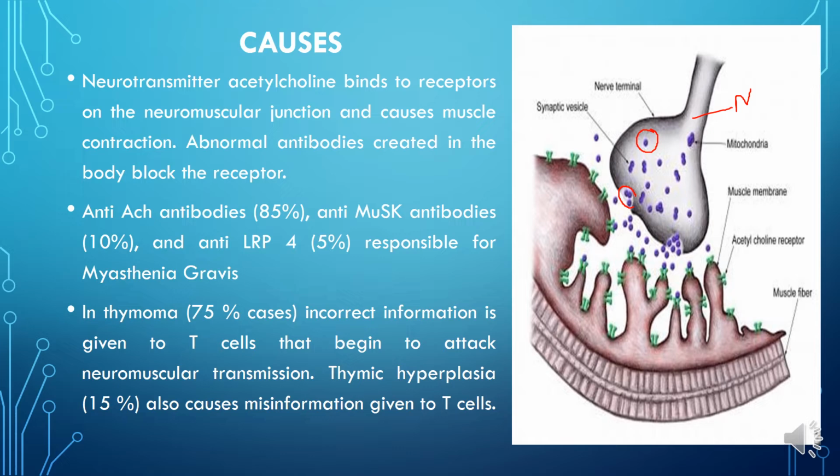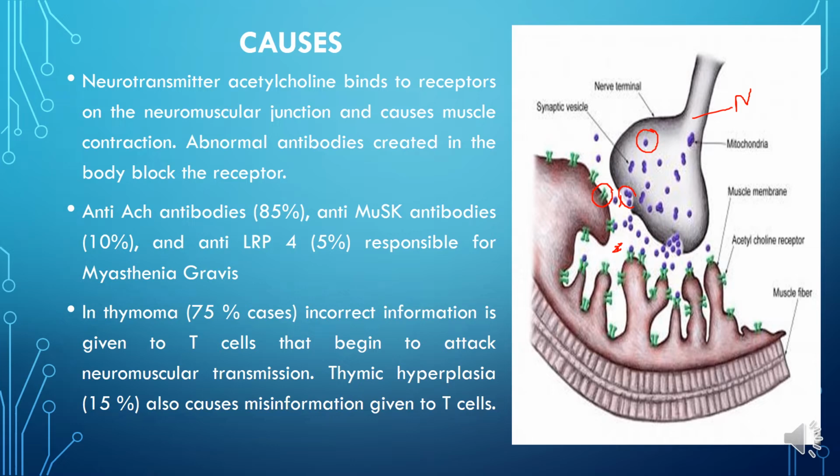Here we see that these are released in the synaptic space. This is the synaptic space, and on the postsynaptic membrane we see this green colored receptor that binds to the acetylcholine produced in the axonal end of the presynaptic neuron. And when this acetylcholine binds to the green colored receptor on the postsynaptic membrane, it causes muscle contraction.